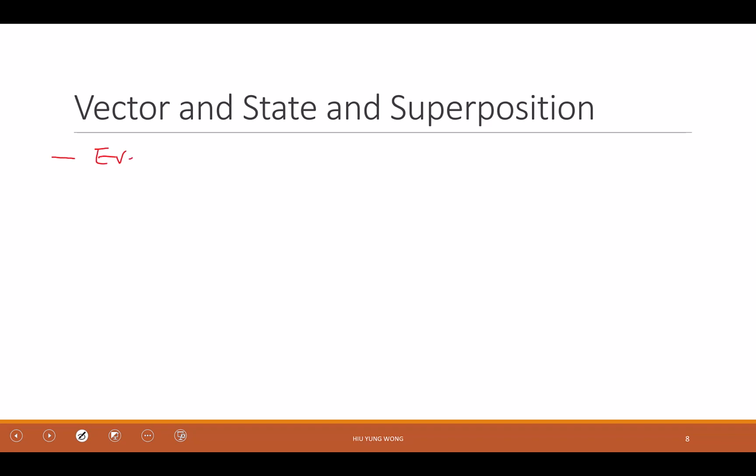Every state of a physical system is a vector. I mentioned many times already, but hope that now you are okay with it. Any state, everyone in this classroom can be represented altogether by one physical vector at this moment. Okay? So that's why we learn vector, right?